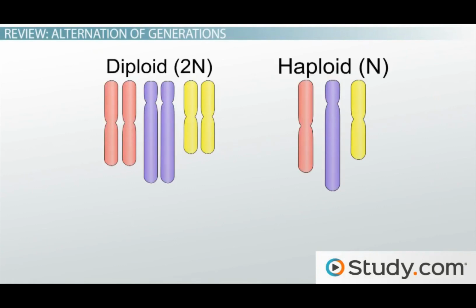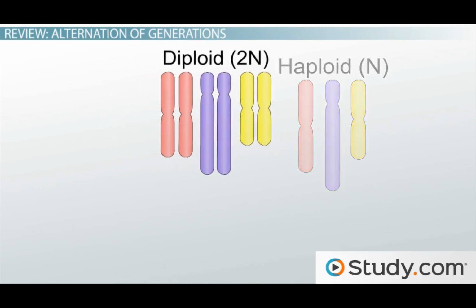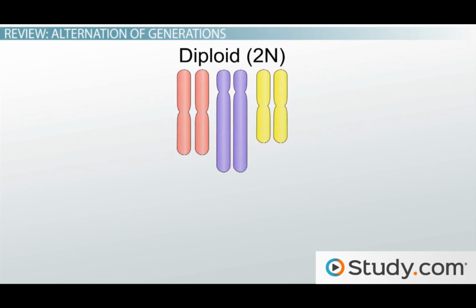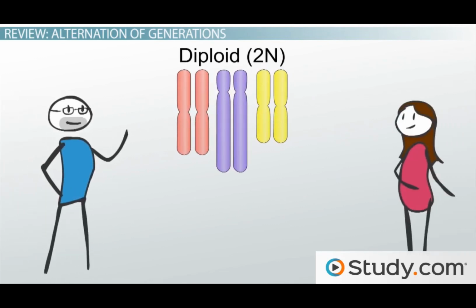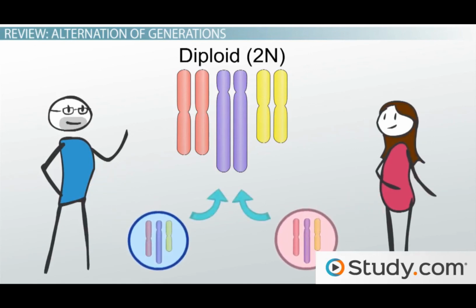Remember that diploid means two sets of chromosomes and is commonly abbreviated as 2N because the N stands for chromosomes. In diploid cells, one copy of chromosomes comes from each parent. For example, in humans, you get one copy of chromosomes from your dad and one copy from your mom. The same idea is found in plants.